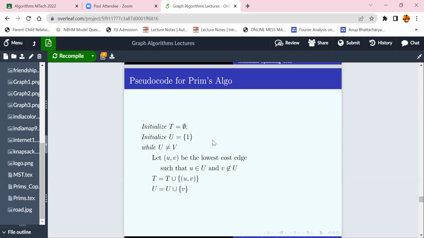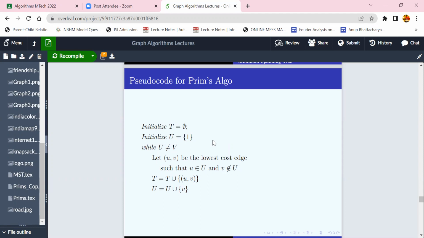Yes, ma'am. Actually, here we said that u belongs to U and v does not belong to U, because if v belongs to U, then it will be a multiple edge or it will be a cycle. So from the construction of the algorithm, we have always discarded the chance of getting any cycle.